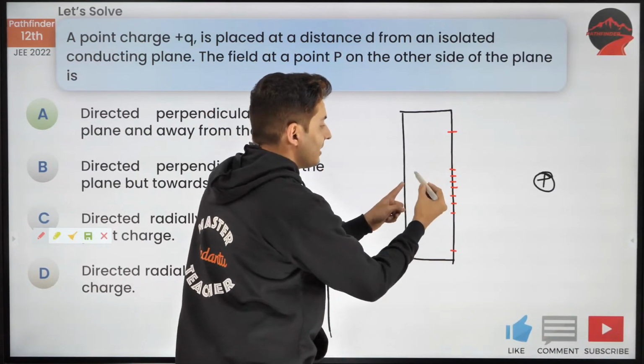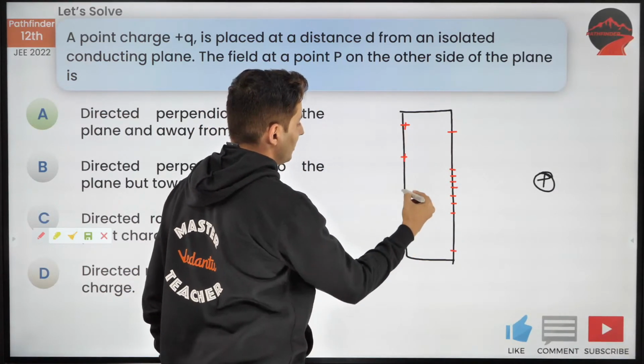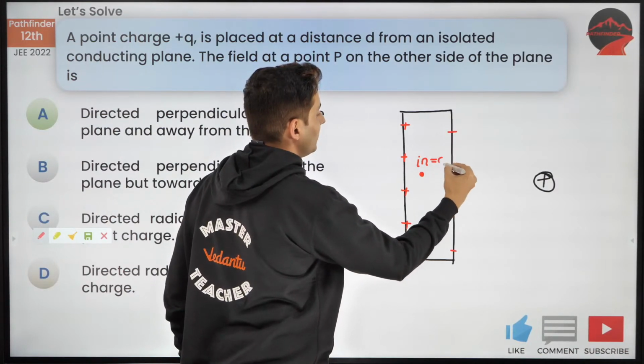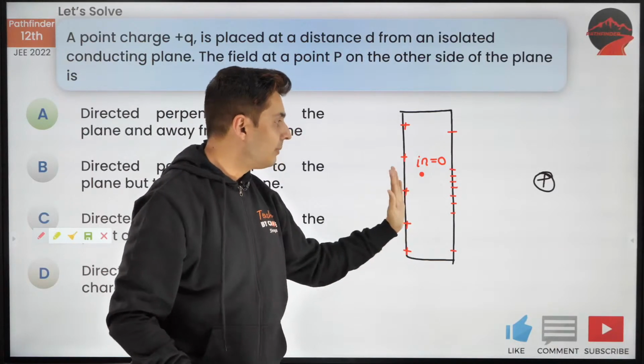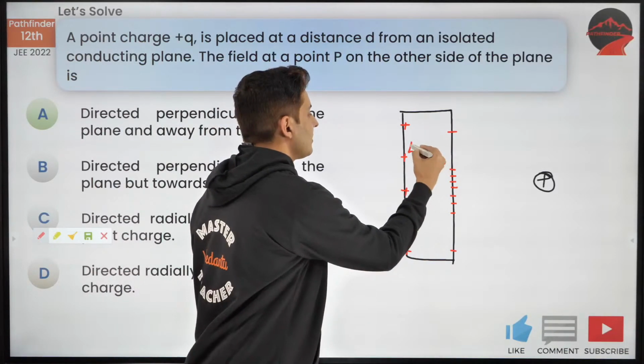Now understand, these negative charges have left from the left side and moved towards the right side. So there is a positive charge here. Remember, inside the field should be 0. So there is no contact between them. Inside there is a complete isolation because this is a part of a conductor. So the field inside will be 0.